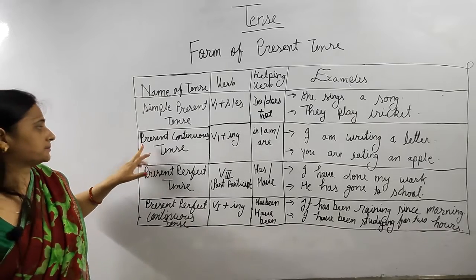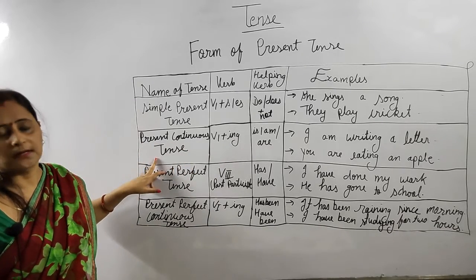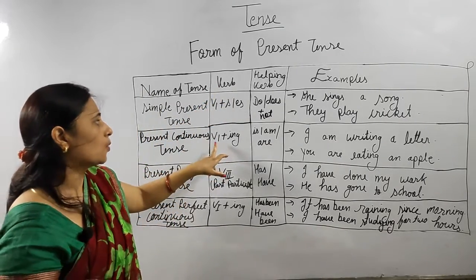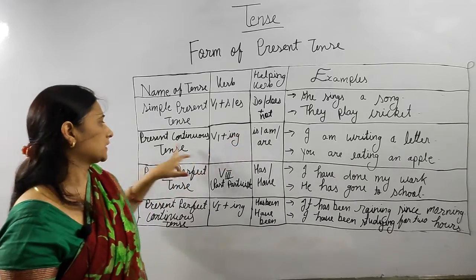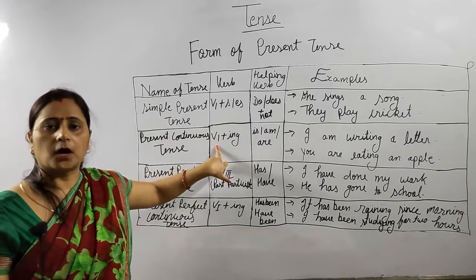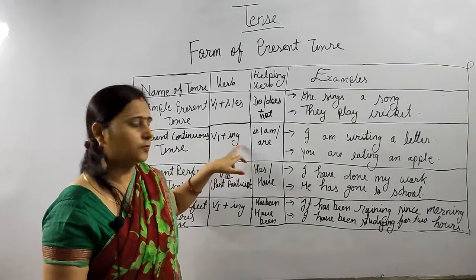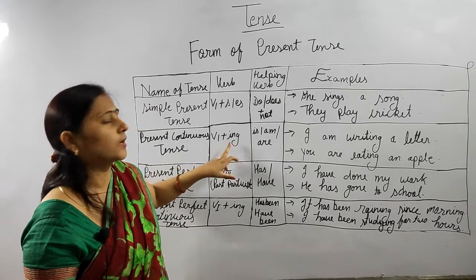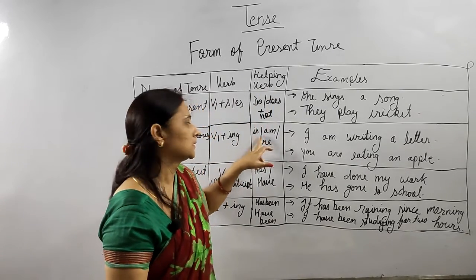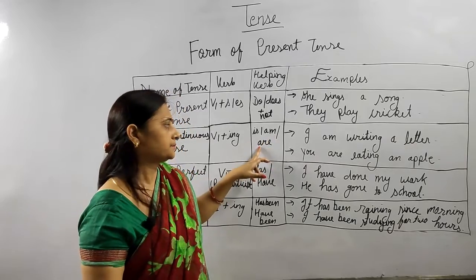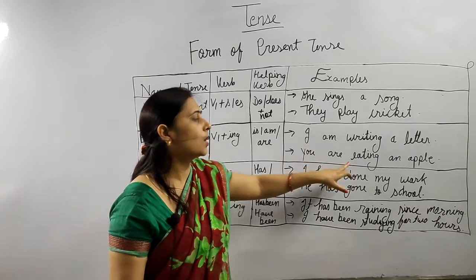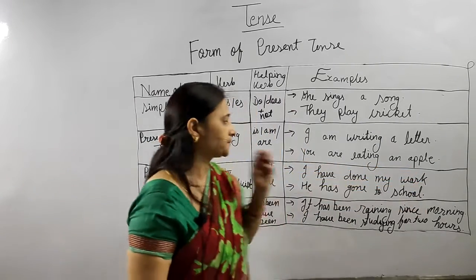Now look at the next tense. Present continuous tense. Again, we will just revise the verb and the helping verb. So, what is the helping verb of present continuous tense? Verb: first form of the verb with ing form. We will use ing in the first form of the verb. And the helping verb will be is, am, are. Example: I am writing a letter and you are eating an apple.